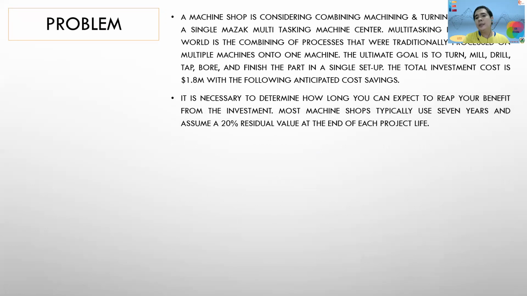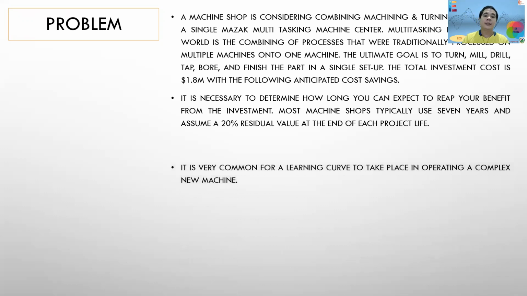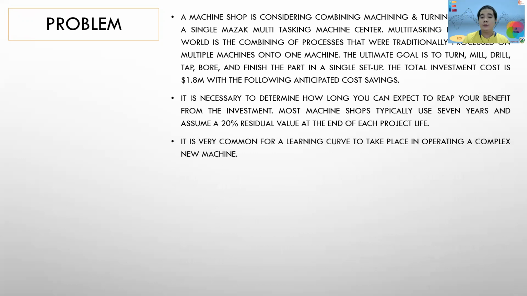It is necessary to determine how long you can expect to reap your benefit from the investment. So most machine shops typically use 7 years and assume a 20% residual value at the end of the project life. And it is very common for a learning curve to take place in operating a complex machine. What does learning curve mean? That means that in the first year, when they are still learning the process, they cannot target a 100% efficiency rating. So as time goes by, when your learning curve takes effect, your efficiency grows.